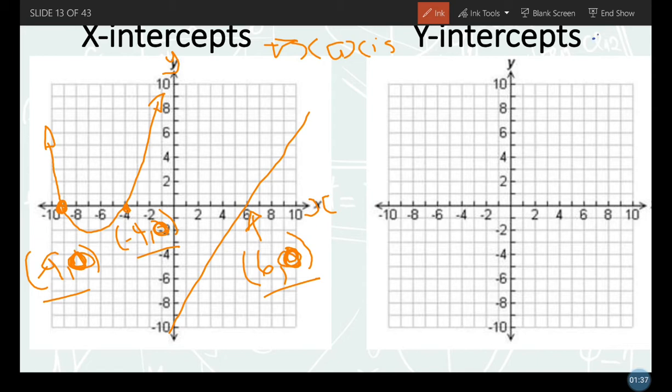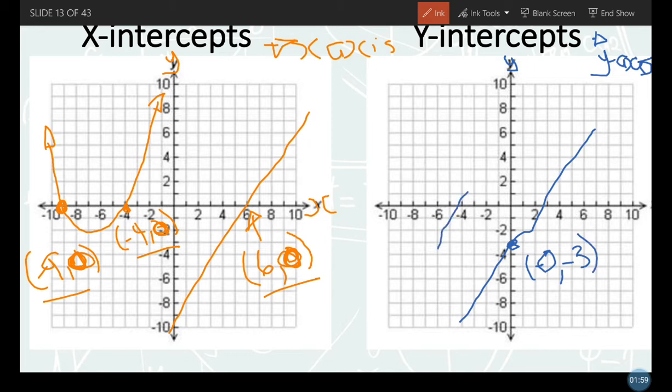Y-intercepts. Well, that's where the graph crosses the y-axis. So this is the y-axis. Looking at a similar function, let's say something like this. Sorry, it's a bad line. This right here would be my y-intercept. That is the point (0, -3).